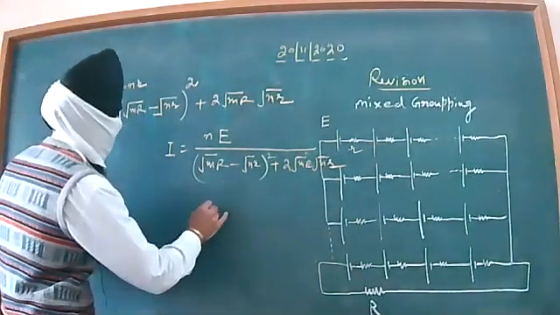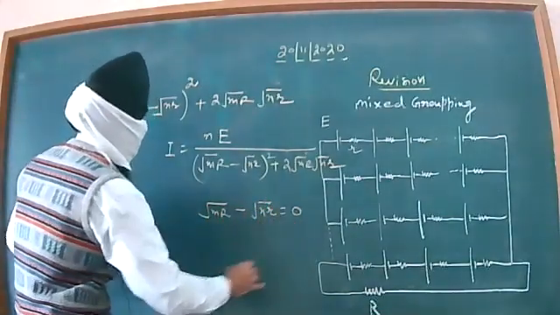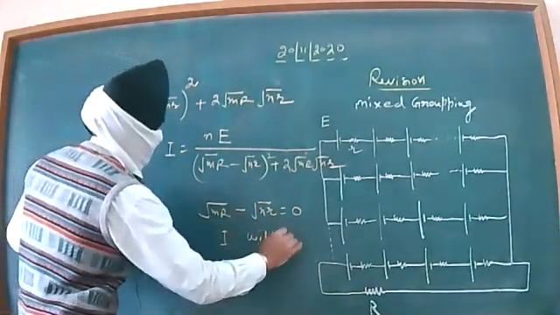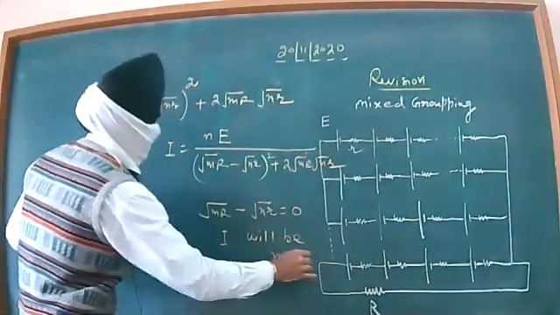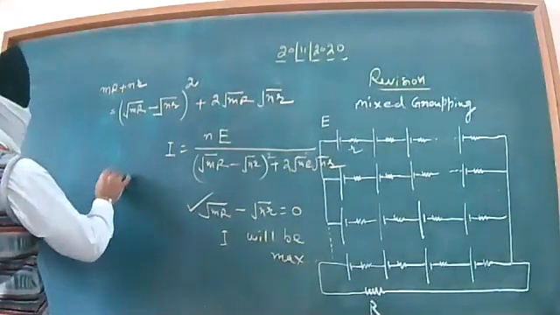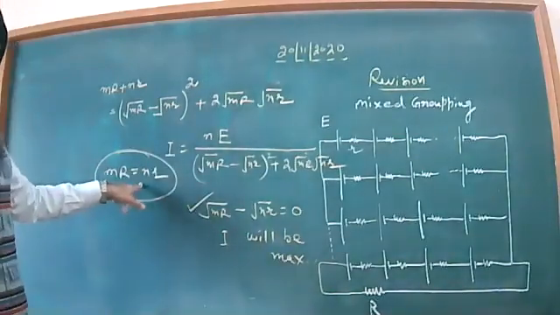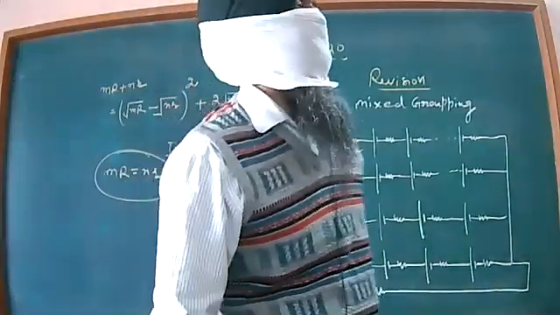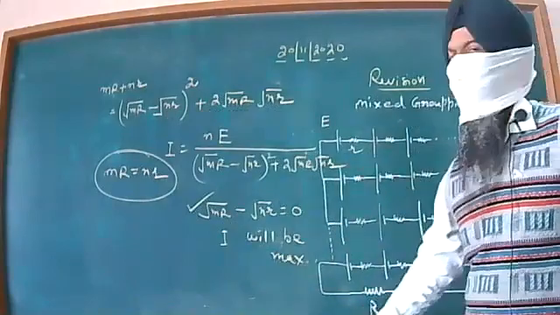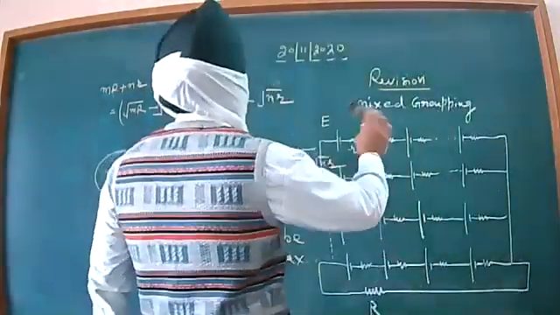So in this manner, if I substitute root mR minus root nr equal to 0, then my electric current I will become maximum. It will be maximum only then. How to solve this condition further? I can say that m into capital R is equal to small n into r. So under this condition, I will have the maximum electric current flowing in the circuit. So dear students, these were our different cell combinations, whether series, parallel or mixed grouping of the cells.